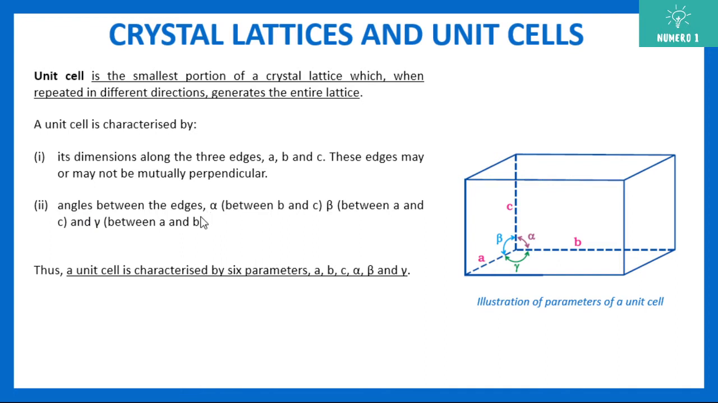And the angles between the edges: alpha is between B and C, beta between A and C, and gamma between A and B. So these are the 6 parameters. A unit cell is characterized by 6 parameters, that is A, B, C, which are the lengths, and alpha, beta, gamma, which are the angles between these lengths.